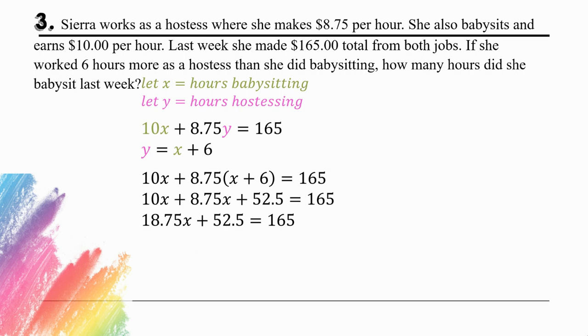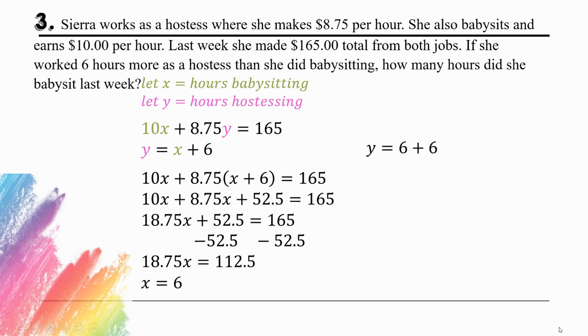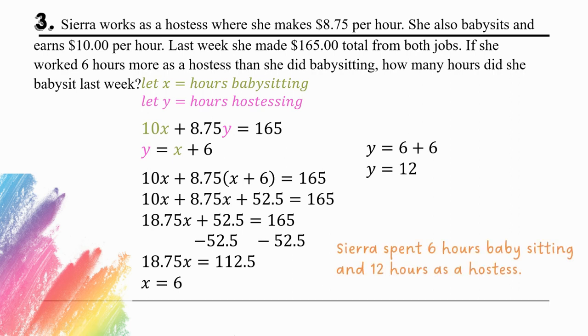Now we work on isolating x. We would subtract 52.5 from both sides, and then divide both sides by 18.75. So we get x equals 6, and remember, x represented hours babysitting. The question is, how many hours did she babysit last week? So then we can figure out also how many hours she spent hostessing by adding 6 to that. We'd say Sierra spent 6 hours babysitting and 12 hours as a hostess.